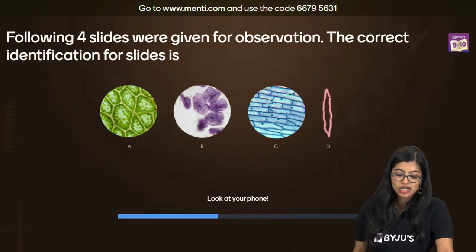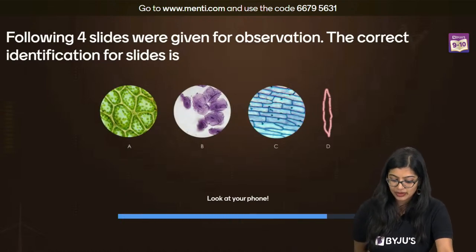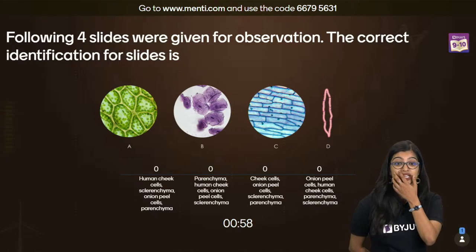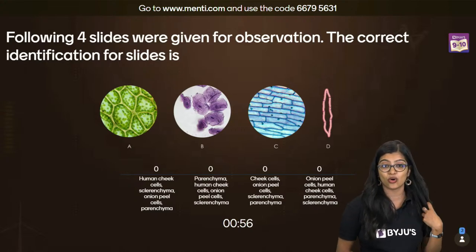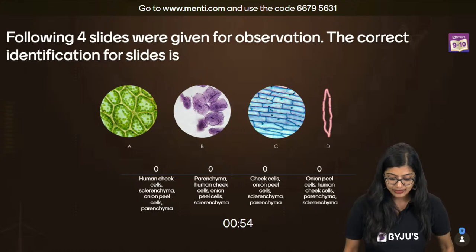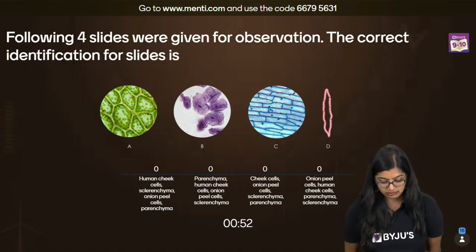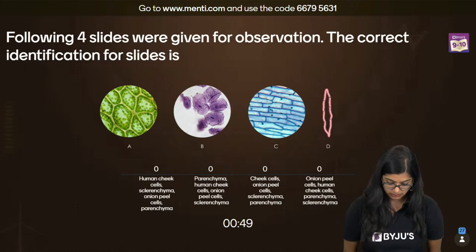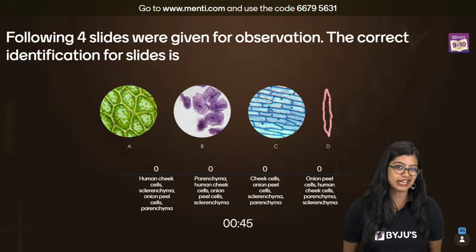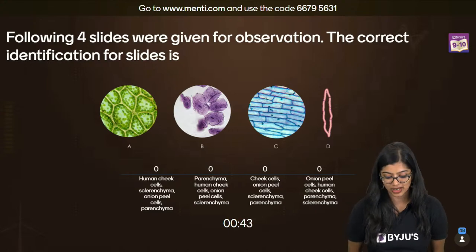Okay, there were 4 slides which were given for observation. The correct identification of slides are as follows. Okay, so what is it? You have A, B, C, and D. I think you should get this. It should be a very easy question.